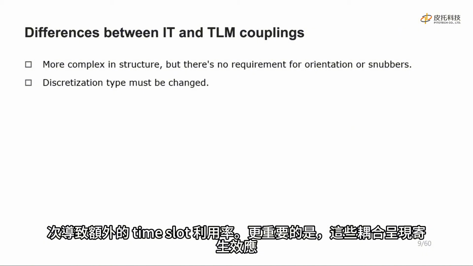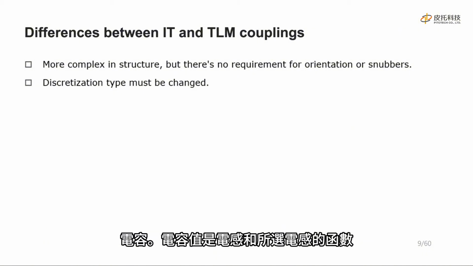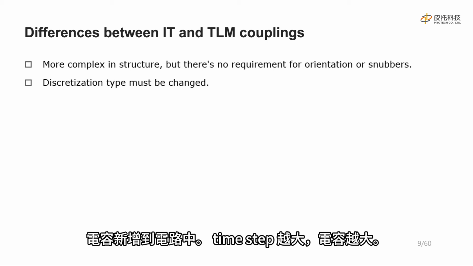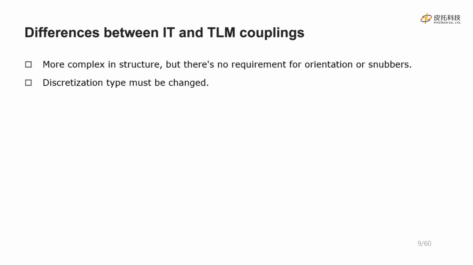More importantly, these couplings present a parasitic capacitance. The value of the capacitance is a function of the inductance and the selected simulation time step. The smaller the inductance set for the coupling, the bigger the parasitic capacitance added to the circuit. And the bigger the time step, the bigger the capacitance.